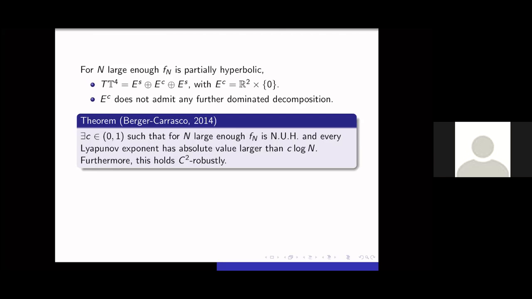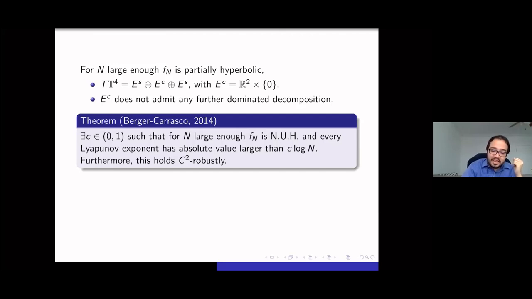And what Berger and Carrasco proved, Pierre Berger and Pablo Carrasco in 2014, is that there exists some constant between 0 and 1 such that if n, your parameter, is large enough, then this system is non-uniformly hyperbolic, which means that you have non-zero exponents for almost every point.